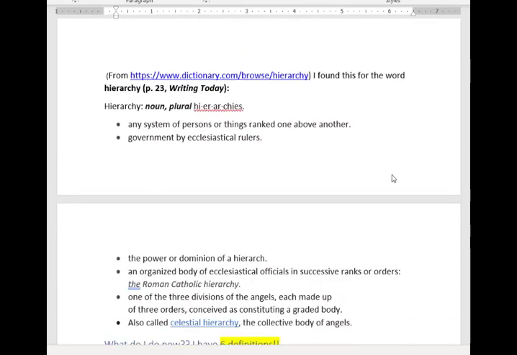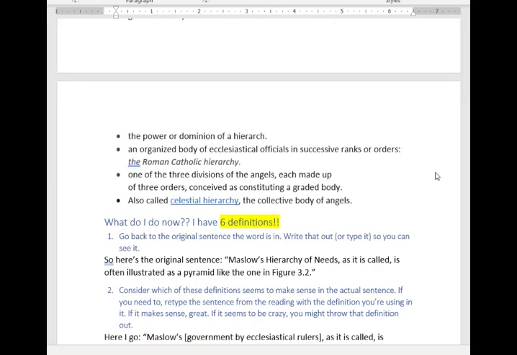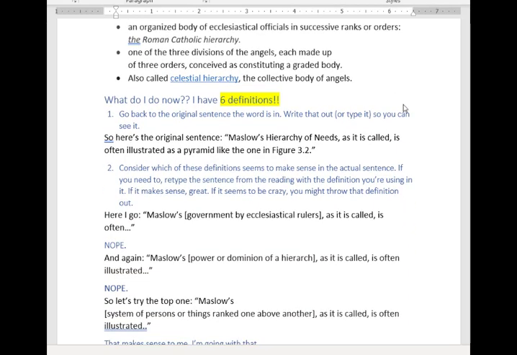Here we go. I looked up the word hierarchy. That is how it is pronounced. Page 23 of your reader. There are all these bullet point definitions. Oh my gosh. Including any system of persons or things ranked one above another, government by ecclesiastical rulers, an organized body of ecclesiastical officials, angels, the divisions of the angels, each made up of 3 orders. Wow, 6 bullet points. What do I do now, Dr. Williams?